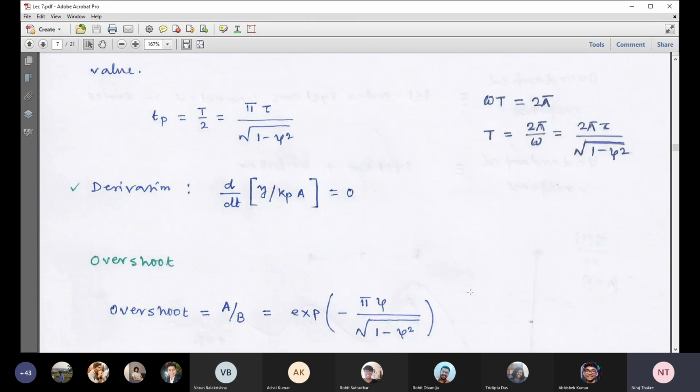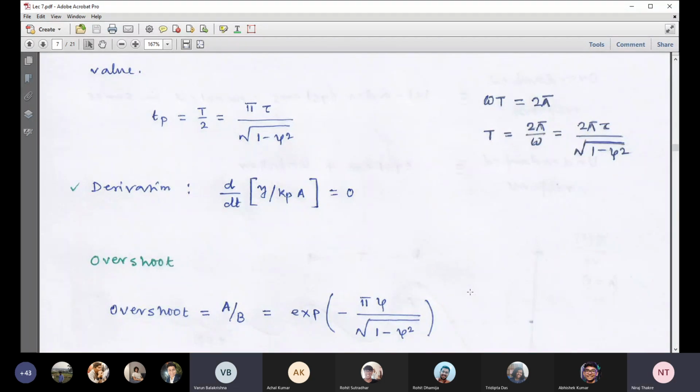So what is basically a plus b you got? If you substitute t equal to tau tp, you will get a plus b, no? That is 1 minus e power minus pi zeta by under root 1 minus zeta square. 1 minus or 1 plus? So 1 minus a plus b, where b is 1. No, it should be 1 plus, because a plus b you are finding, no?